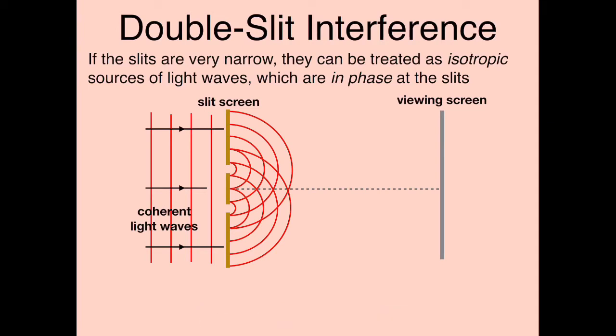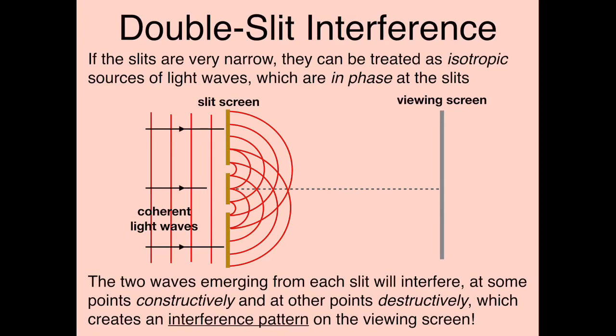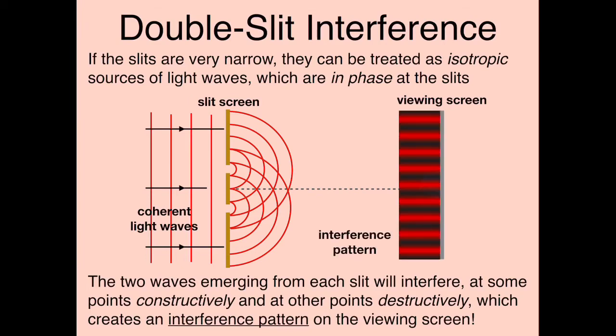Now, depending exactly where we are on the viewing screen, we can get constructive interference of those two waves, or we can get destructive interference of the two waves. And the result of that is the interference pattern that we see projected onto the viewing screen. It looks like this. It's basically just a series of bright and dark lines, where we see a bright line, that's where we have constructive interference of the two waves. When we see a dark line, that means we have destructive interference of the two waves, and that's the reason for this interference pattern.